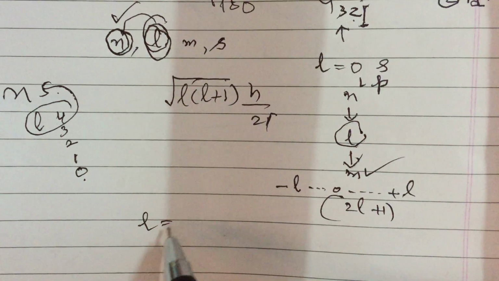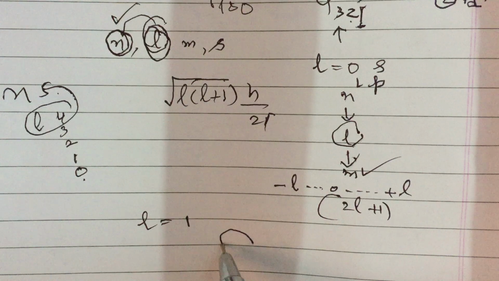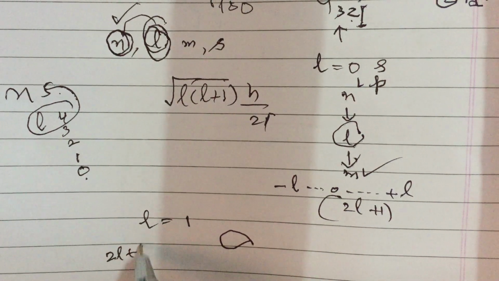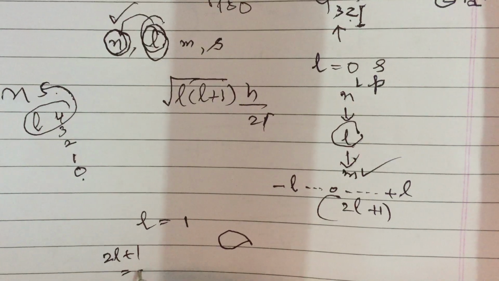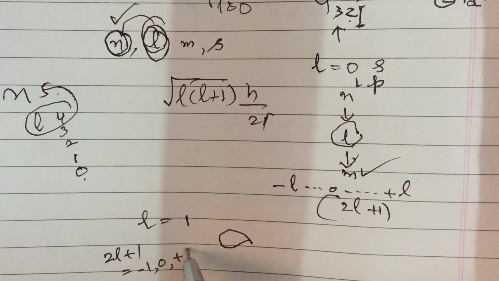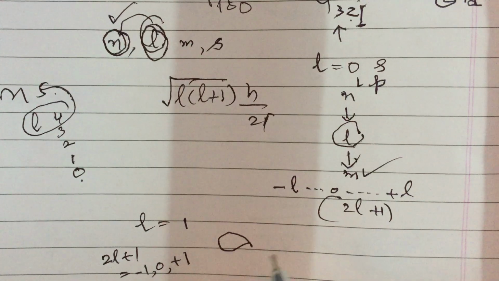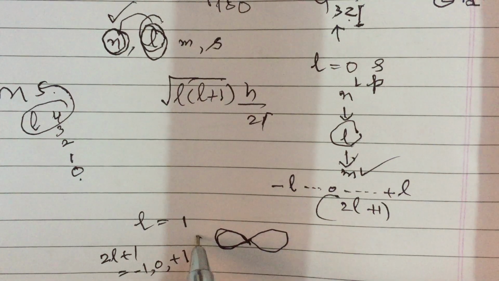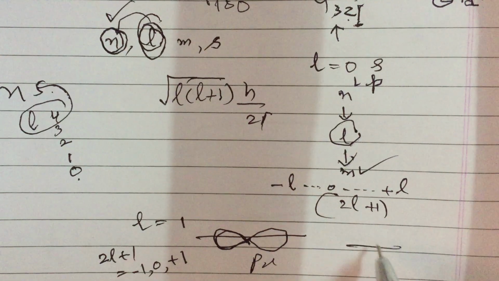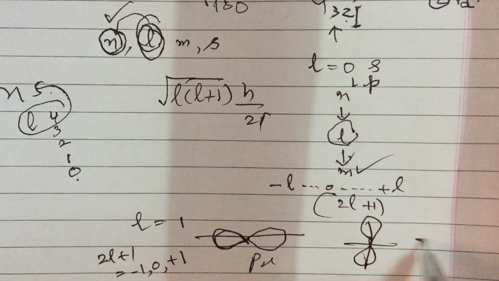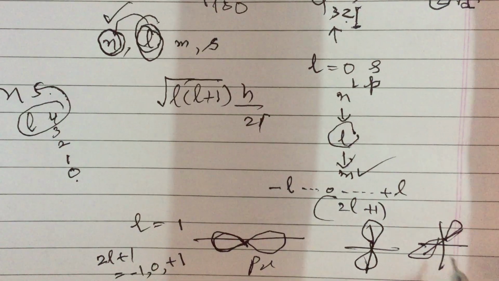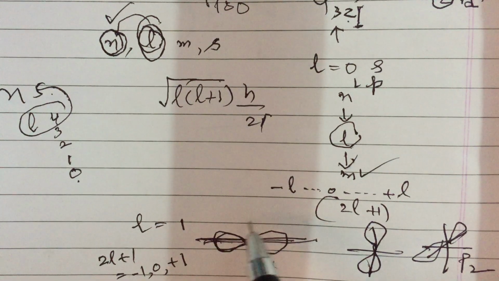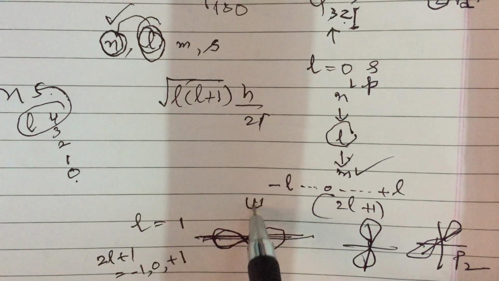If you say L is equal to 1, it is a p orbital. P orbital can have 2L plus 1, that is minus 1, 0, plus 1, 3 values for magnetic quantum number. It means the p orbital can have 3 orientations. One is in x direction called px orbital, one is in y direction called py orbital, one is in z direction called pz orbital.